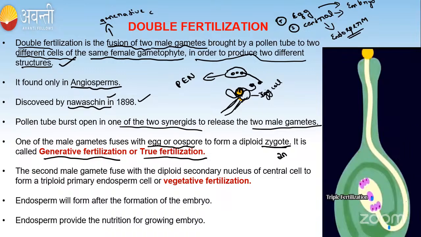Okay. Next, what will happen? The second male gamete is there, right? The second male gamete now fuses with the diploid secondary nucleus. See here, it is called diploid. Why are we going to call it that? Remember, in most of the exams you will get the question: central cell, what is the ploidy of the central cell? Tell me, guys, what is the ploidy of the central cell?